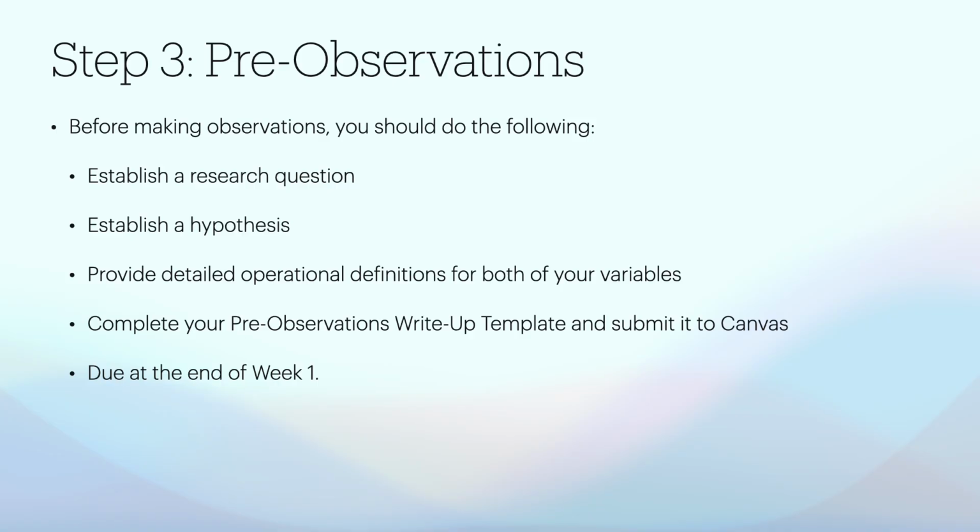I would rather have you be overly detailed than not detailed enough, because I will never take away points if somebody is overly detailed, but I will take away points if someone does not provide enough detail for their operational definitions. So once you download the pre-observation write-up template off of Canvas, you fill it out, save it as a Word document to your device, and then you submit it to Canvas, to the submission box, and this again is due at the end of week 1.